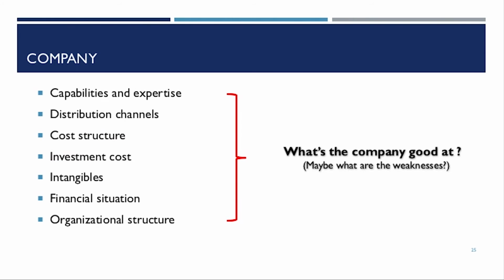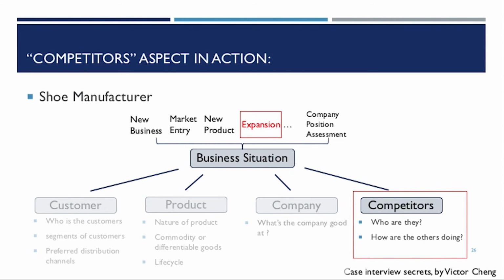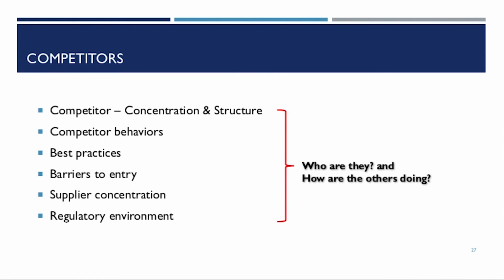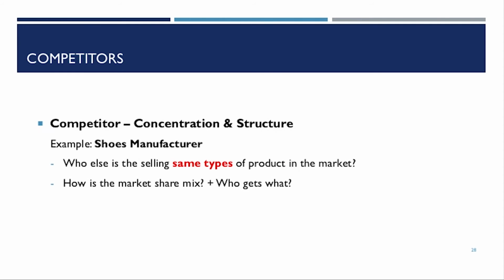So all of this is just to answer the question, what is the company good at. And the other topic that I want to talk about is the competitor, the fourth element. So there are two questions here: who are they and how are they doing in the market? Those are the two really important questions you want to answer. So the first thing you might want to ask your interviewer is, I would like to get a sense of how the competitors are doing in the new market. For example, who is selling the same type of product in that market, or how is the market mixture in those markets.